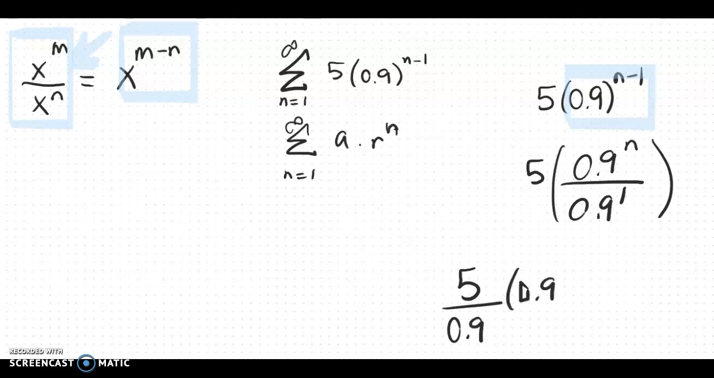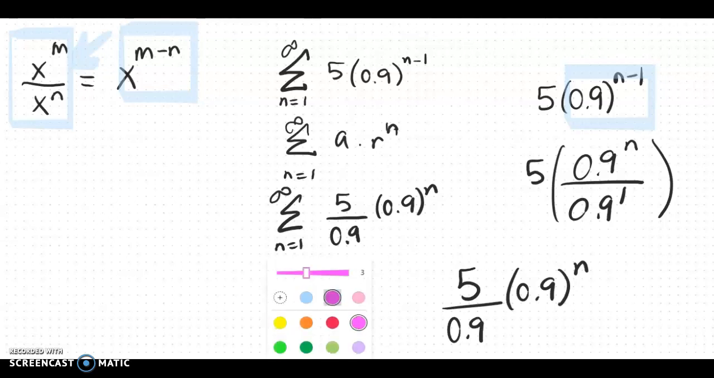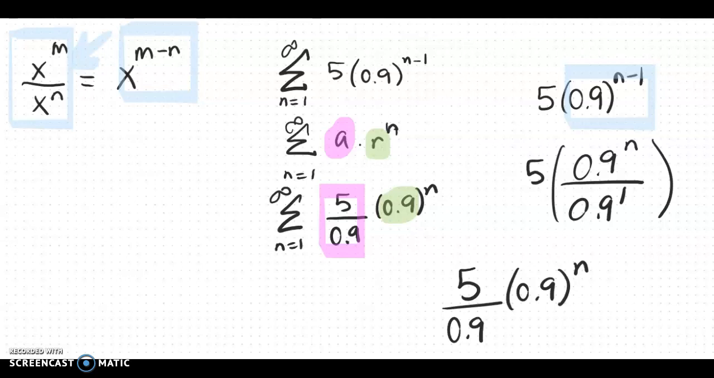So I'm going to put it with the 5 so that all my numbers are together, because that doesn't have to be kept over here. And now I have it in this form. And so now I wrote it in this standard form for a geometric sequence. And so my A would be right here, and my R would be the base of that exponent of n.